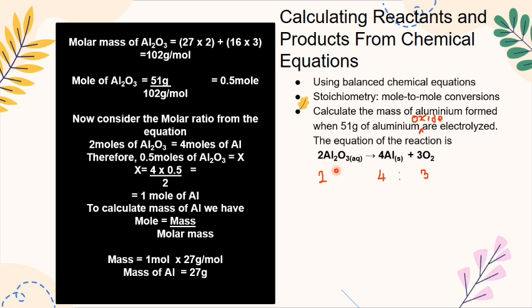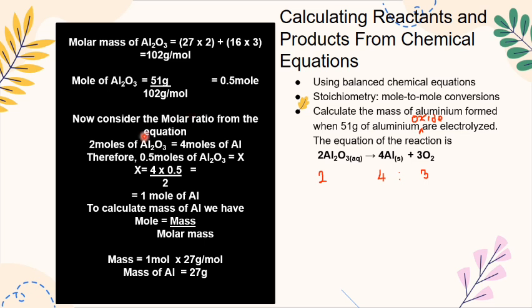Okay, so now calculate the mass of aluminium formed, that is the mass of this aluminium that is formed when 51 grams of aluminium oxide are electrolyzed, that is this aluminium oxide here. Now you see in this case, the 2 moles we are having here is not telling us anything about the mass, but they are now giving us that if we have 51 grams of aluminium oxide being electrolyzed, what's going to be the mass of aluminium that will be formed.